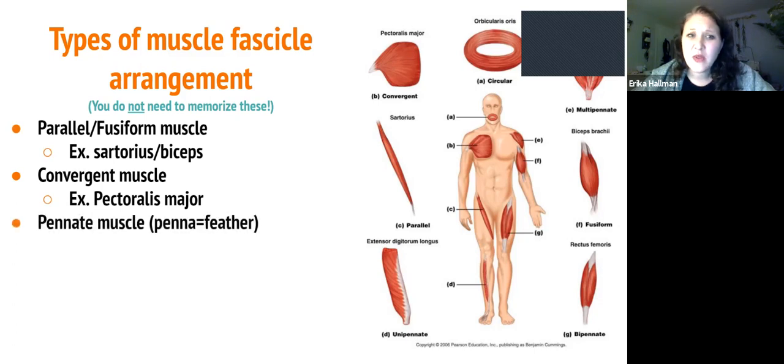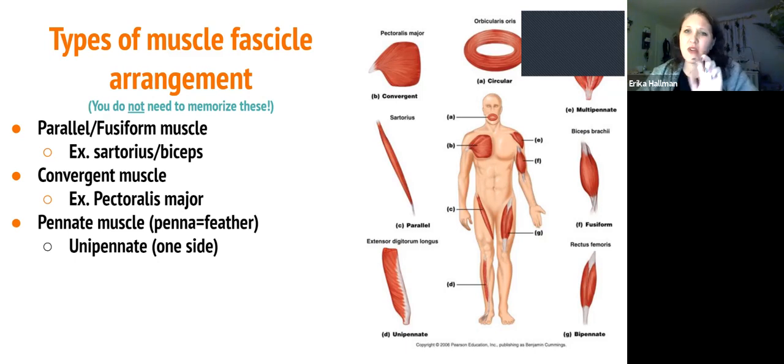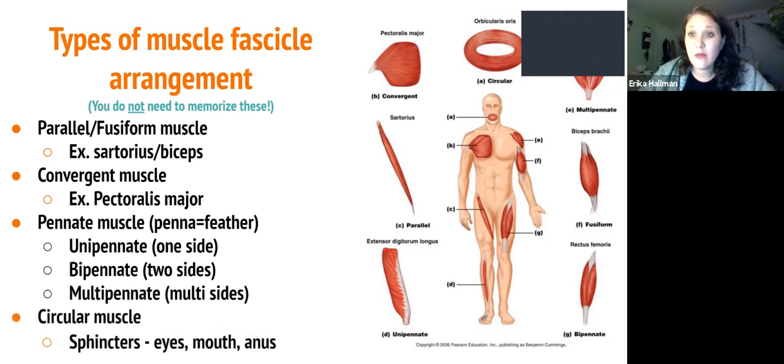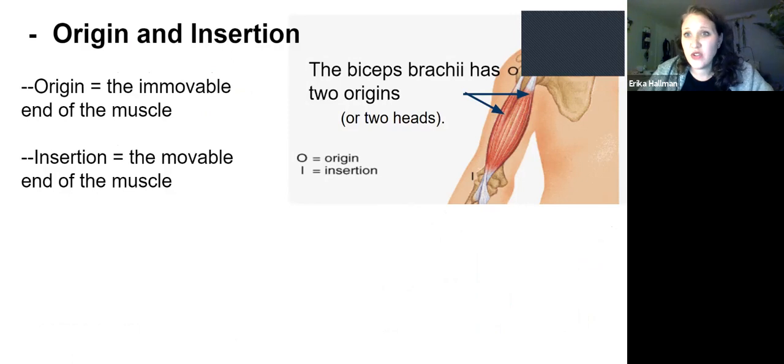There are pinnate muscles. Penna, that root word, means feather, so they kind of have a stem running through the center and they branch off on either side. There are bipennate, unipennate, multipennate. Then there are circular muscles, and we see those usually around the eyes, ears, the mouth, any of the sphincters of our body. We also use the terms origin and insertion in reference to our muscles. The origin is always going to be the immobile end of the muscle. So I like to think that is kind of like our anchor.